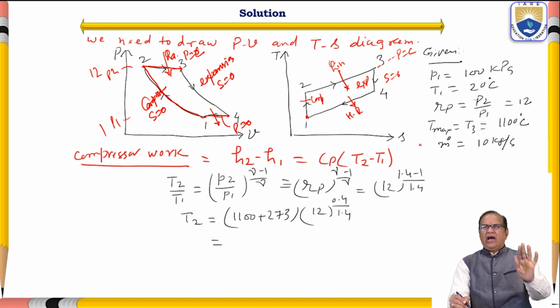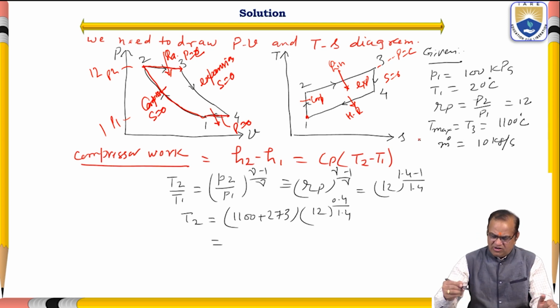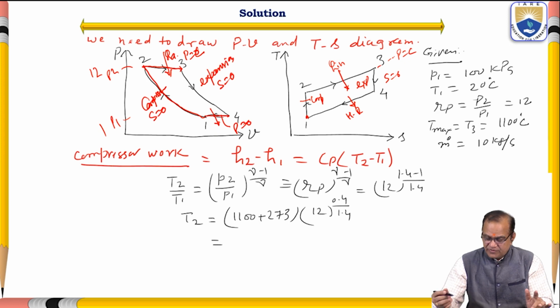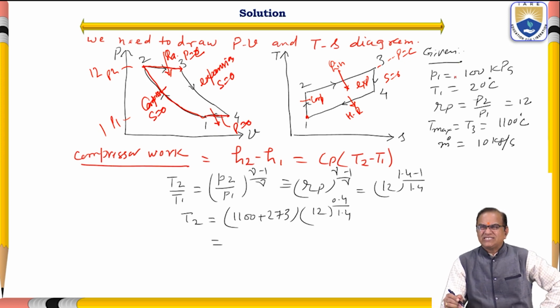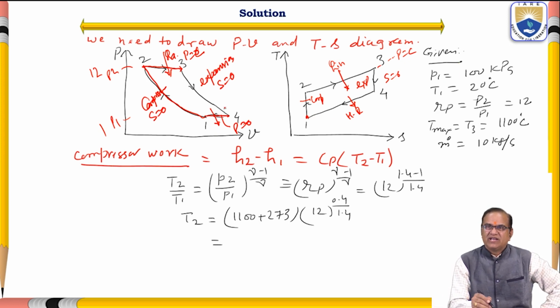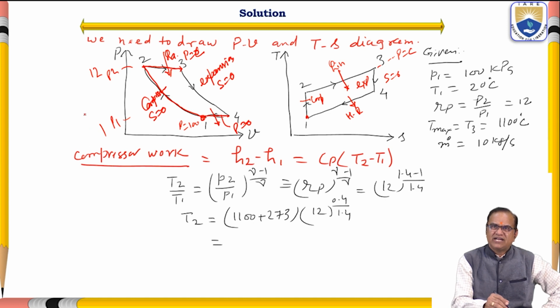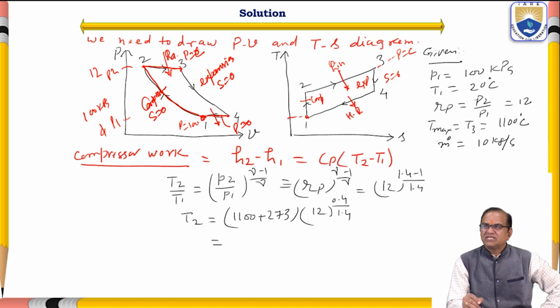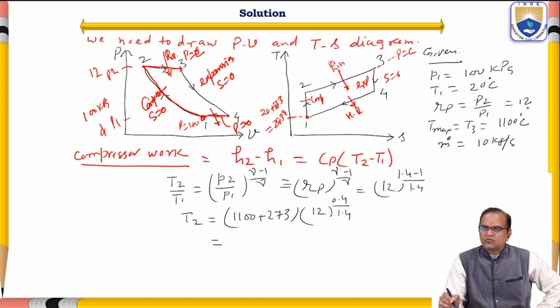So I have given a small brief on your problem. What are the things given here? P1 and T1. P1 is 100 kPa, and T1 is 20 plus 273, so 293 Kelvin. It is given. And Rp is 12:1, so Rp is equal to 12.